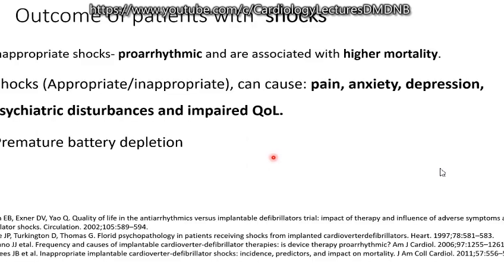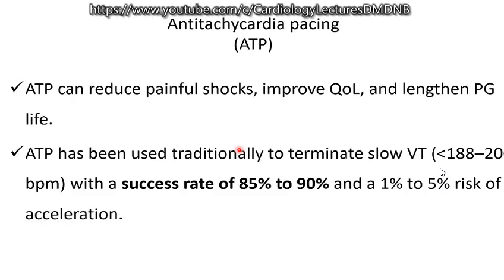So what are the outcomes? Why do we want to decrease the number of shocks, both appropriate and inappropriate? One is especially inappropriate shocks. They are pro-arrhythmic and they may increase the mortality. They are associated with higher mortality. And if the shock is given, whether appropriate or inappropriate, psychiatric disturbances, and they impair the quality of life. And most important, one of the added things is the premature depletion of the battery, because many patients we get have got 100 to 200 shocks and it depletes the battery and the patient has to undergo another procedure.